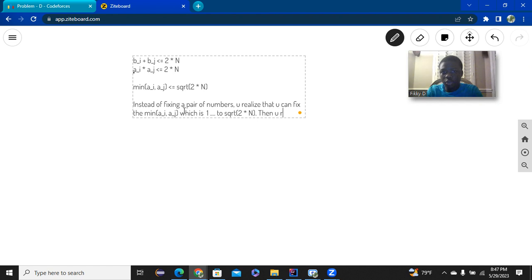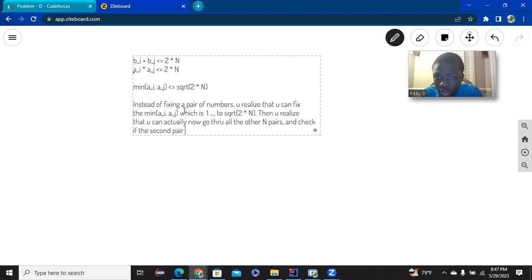Then you realize that you can now go through all the other n elements and check if the a sub j value, or the second element's value, is greater than or equal to the fixed min.